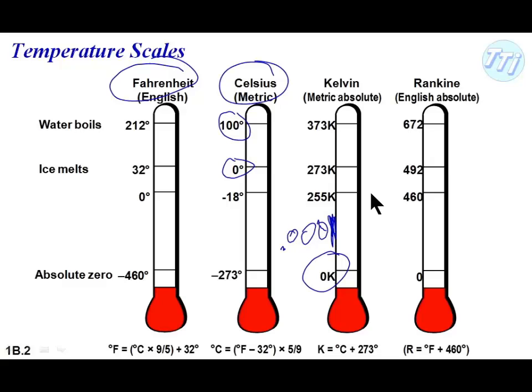Anyway, for most of what you do in calculations associated with heat transfer, using the English or the metric temperature scales is fine. When we start talking, though, about radiation heat transfer, it's nonlinear, so you need to use one of the two absolute temperature scales.